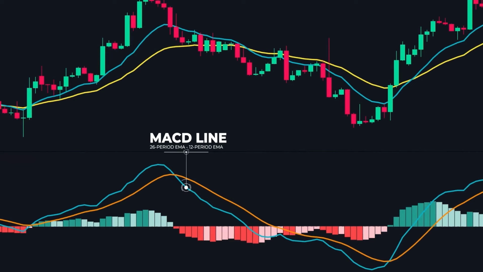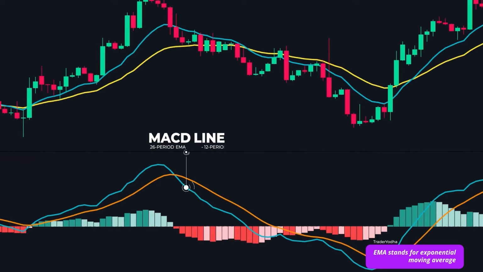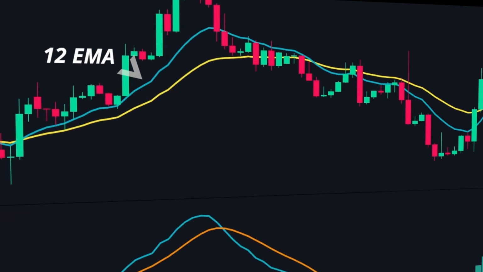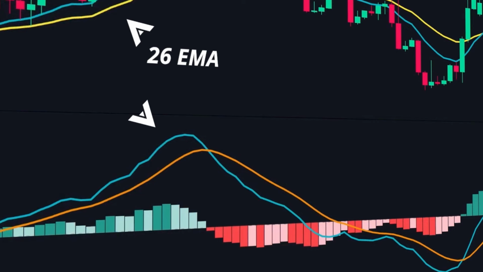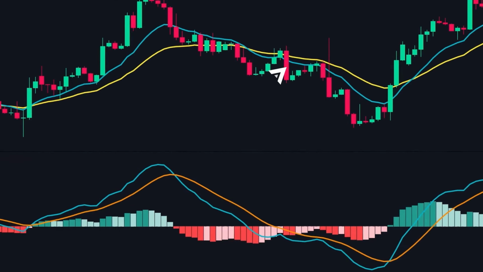The MACD line is calculated by subtracting the 26-period EMA from the 12-period EMA. This formula implies that when the 12 EMA is greater than the 26 EMA, the MACD line will be greater than 0. In contrast, when the 12 EMA falls below the 26 EMA, the MACD line will drop below 0.